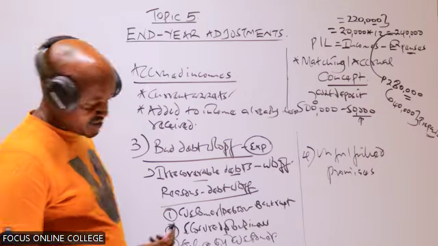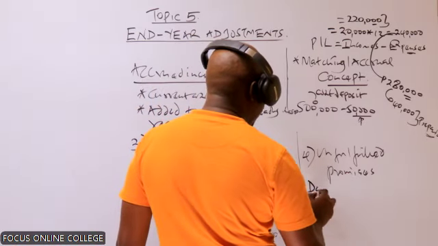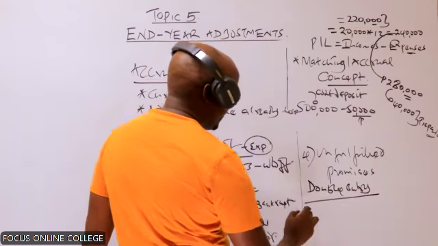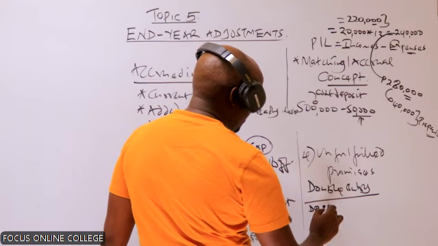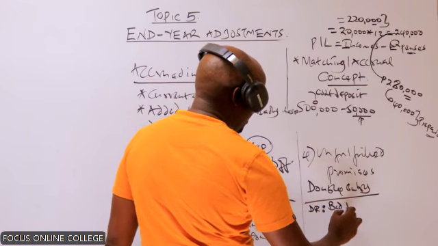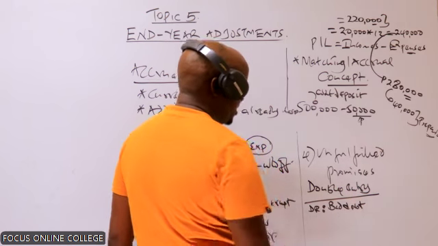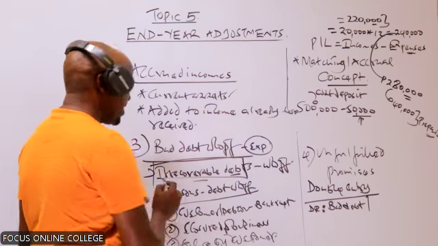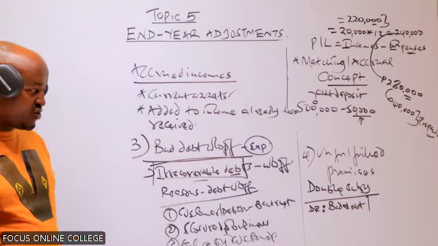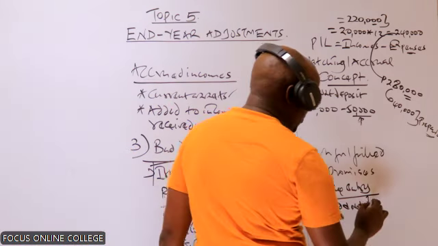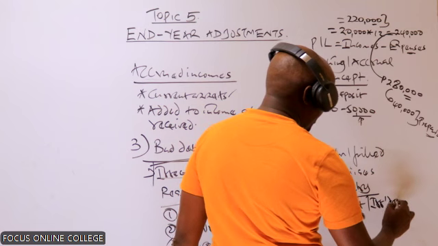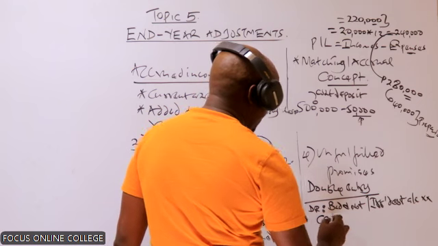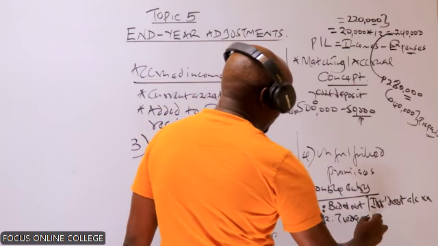So now, how do we account for this? What is the double entry for the bad debt written off? The bad debt written off will be debited in the account called the bad debt. Remember, the bad debt can also be known as the irrecoverable debt. You may come across a question whereby the examiner has not used the word bad debt, but he has used the word irrecoverable debt. So we debit that account and then we credit the trade receivables.